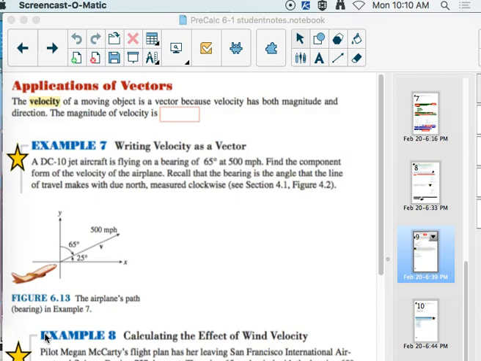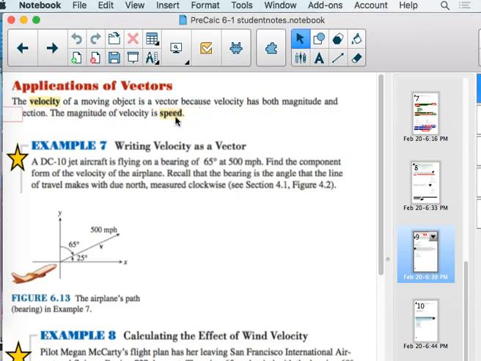So applications of vectors now make us think, what are we finding when we do all of this, and what does it represent? The velocity of a moving object is a vector because velocity has both magnitude and direction, and that's what a vector is for. So that you can see not only how fast is it going, but in what direction. And the magnitude of velocity is speed. So when they give us the speed, we should be going, yes, I don't have to find the magnitude. They're telling me what that is, and use that information.